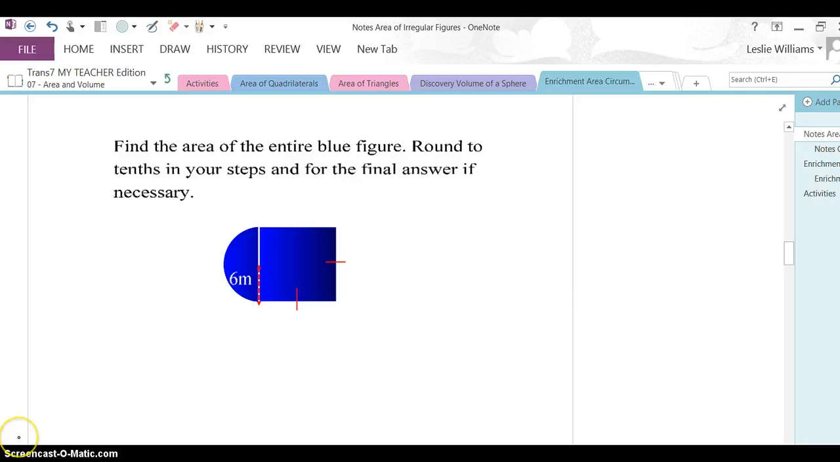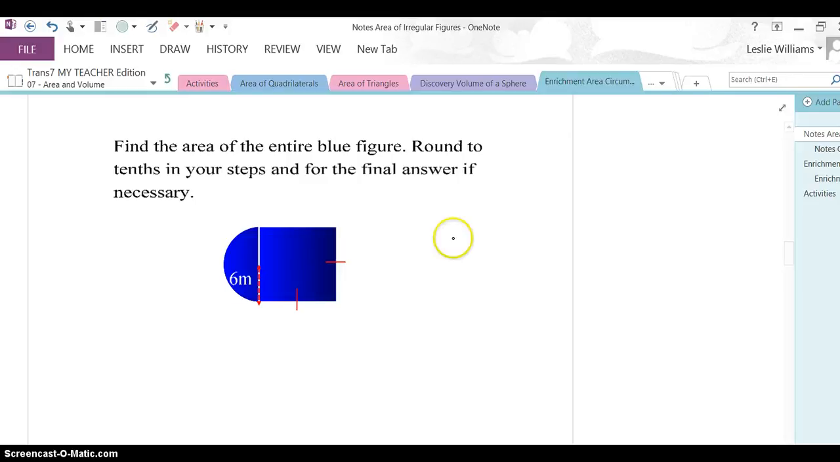In this problem, you have two figures put together that you're going to find the area of each, and then add them to get the entire area. Can you tell what the two figures are? Obviously, one is a square because we can tell by the tick marks that the sides are congruent. And the other is half of a circle.